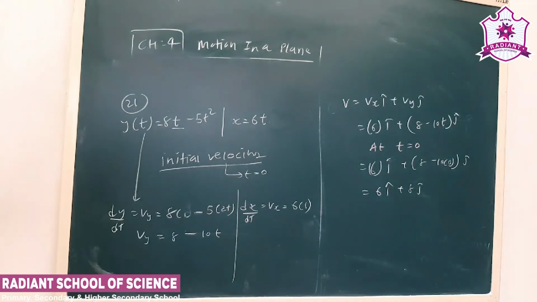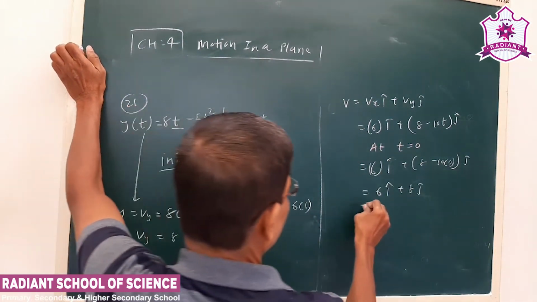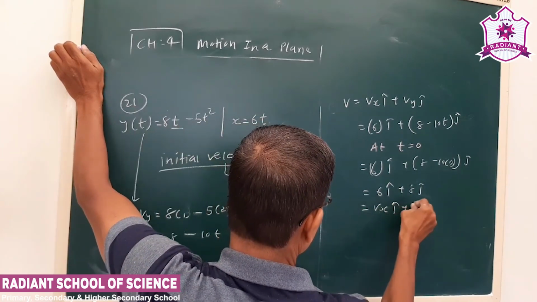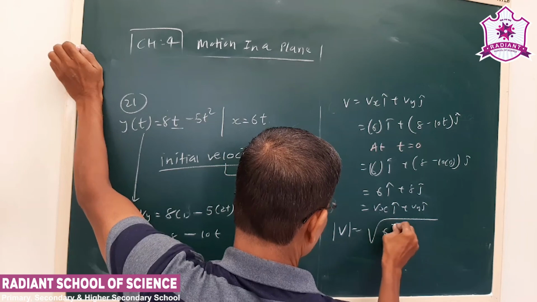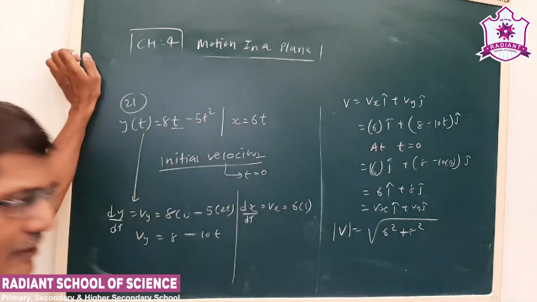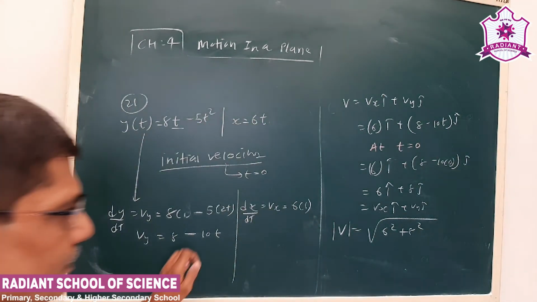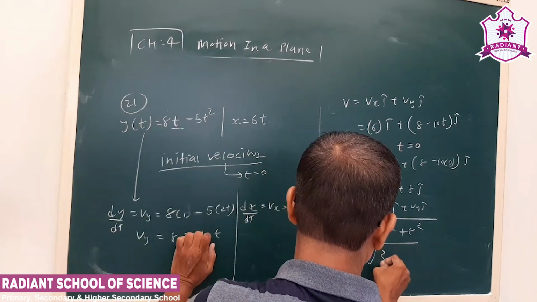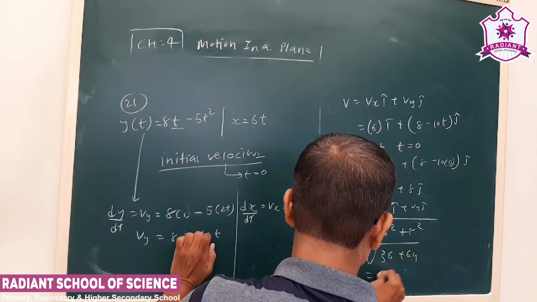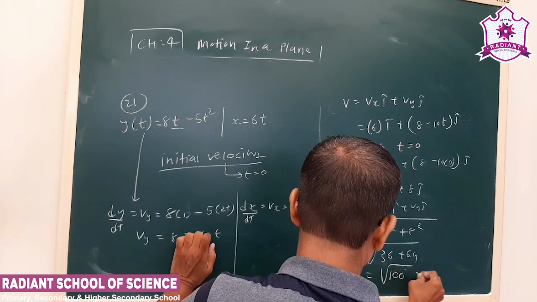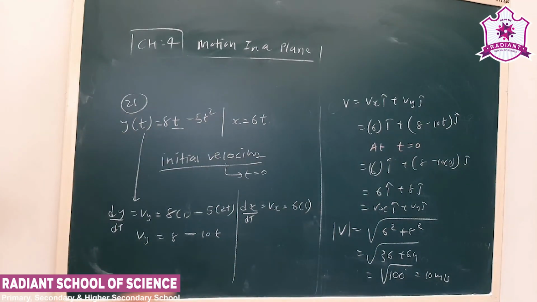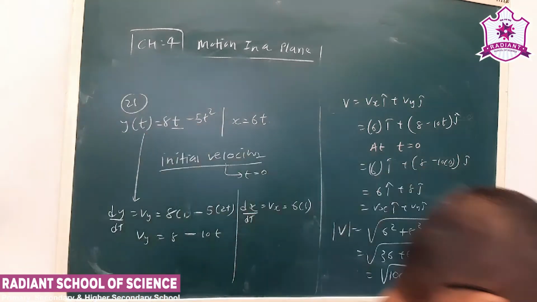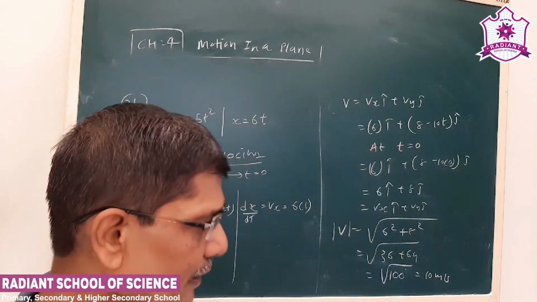Now see the magnitude of velocity. This is nothing but our vx i plus vy j. So the magnitude of velocity is the square root of 6 square plus 8 square. Now this is again a Pythagorean triplet, so the initial velocity is 10 meters per second.